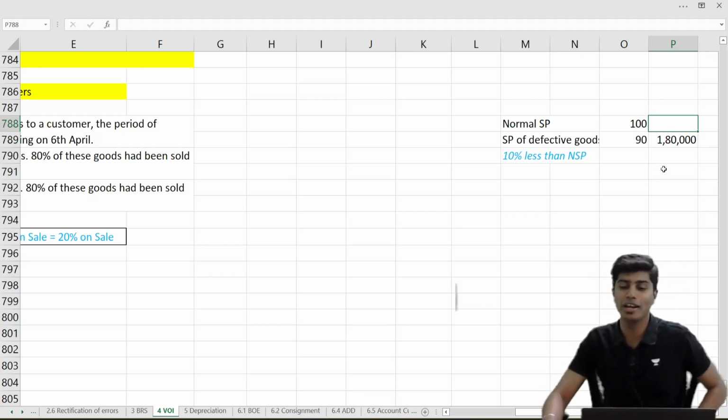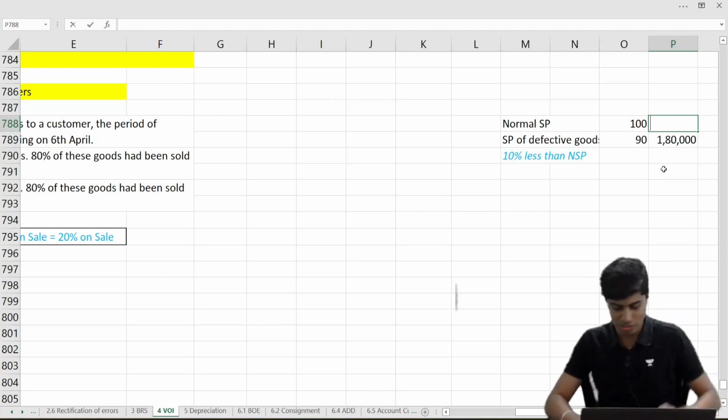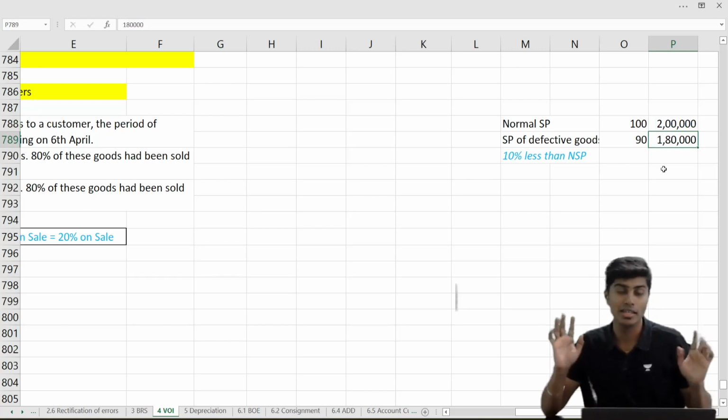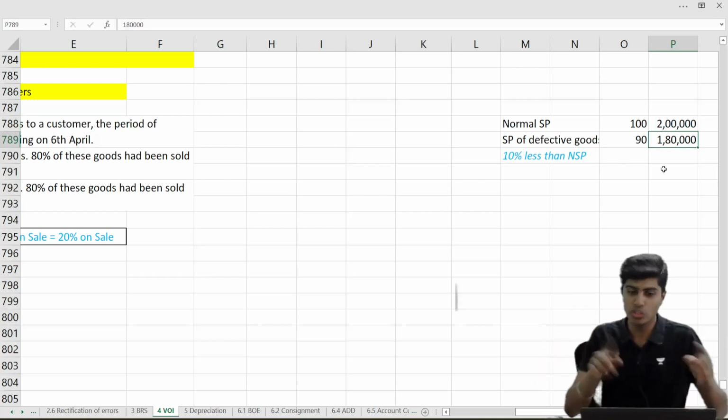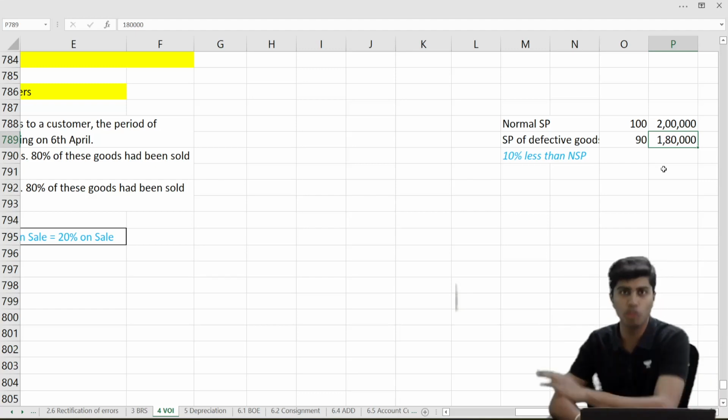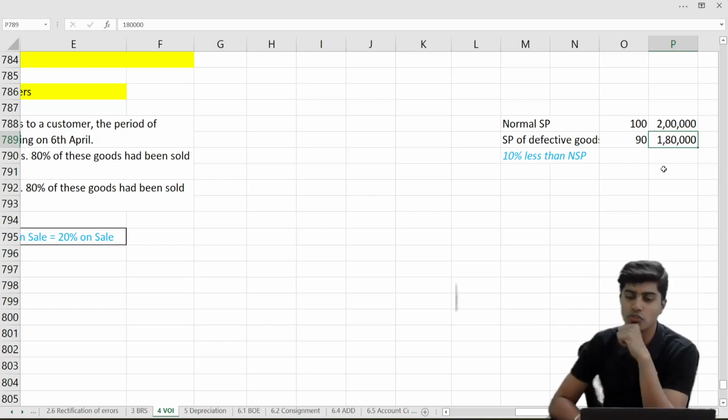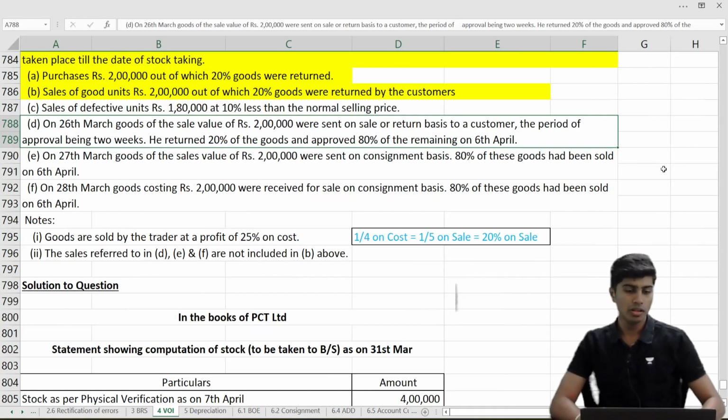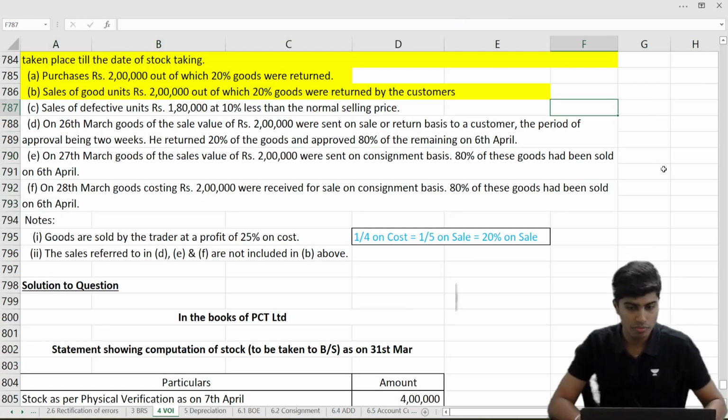So all you can do is 1 lakh 80 into 100 by 90, by which I hope you will appreciate this number. 2 lakh is the normal selling price. If these goods were not defective in nature, we would have sold it for 2 lakh. Because they are defective, we've sold it for 1 lakh 80,000. Now, come on, let's solve this one.